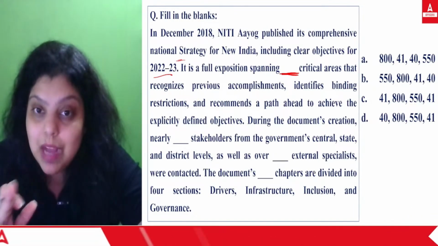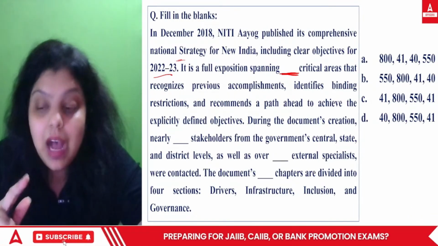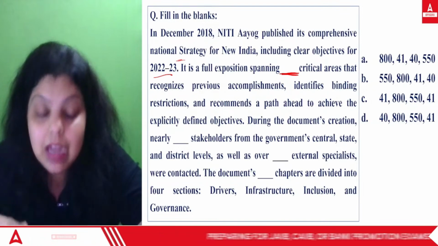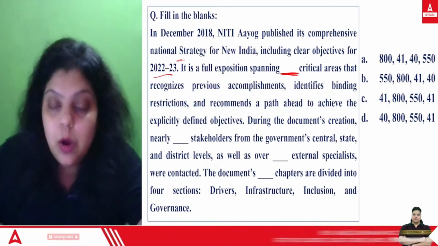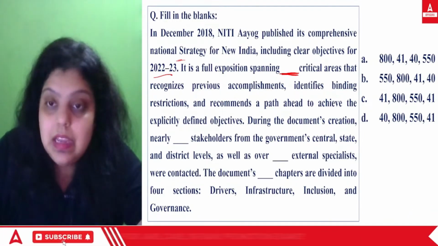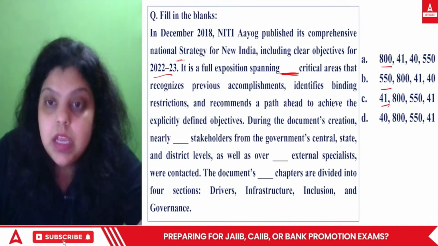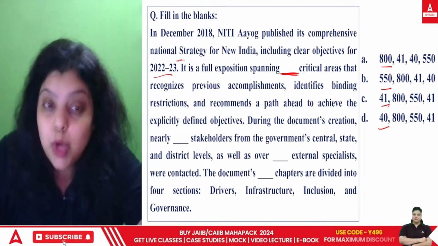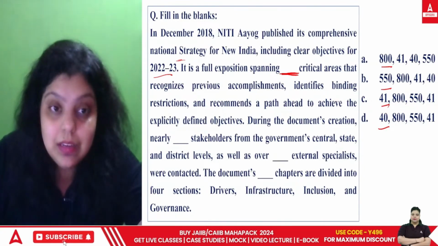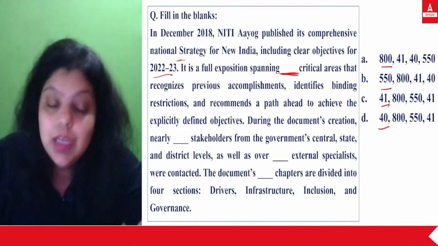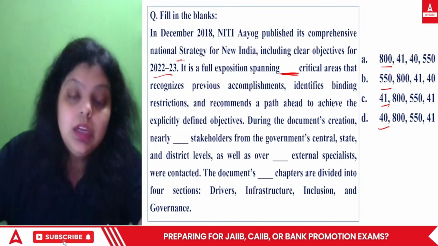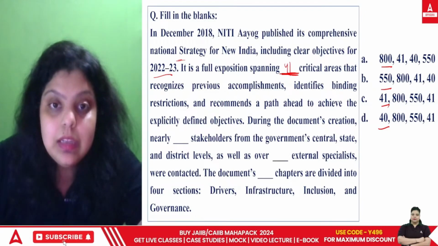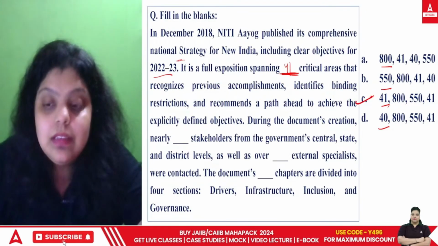Just if you remember how many critical areas there are, after that you do not have to read the other statements which are written here, because the first amount that is defined here is different: 800, 550, 41, 40. It means all the four options are different. If you know the one correct, the first fill in the blanks correct answer, you do not have to read the rest of the question. So there were 41 critical areas. It means very simple, the right answer is C.